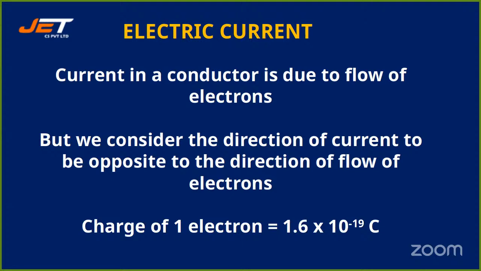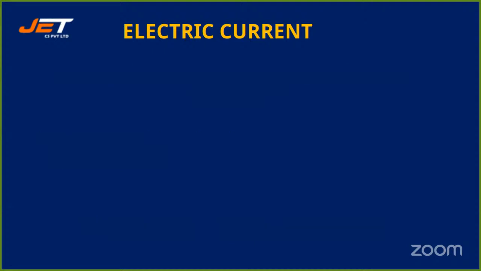What is the charge of one electron? How much charge can an electron carry? The electron charge is 1.6 into 10 power minus 19 coulombs. Coulomb is the unit of charge, just like we have the unit of current. Wherever you have any doubts, you can put them in the chat box. I'll be looking at the chat box, so if you have any doubts, I can clear them.